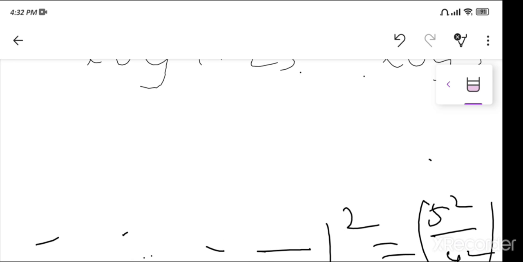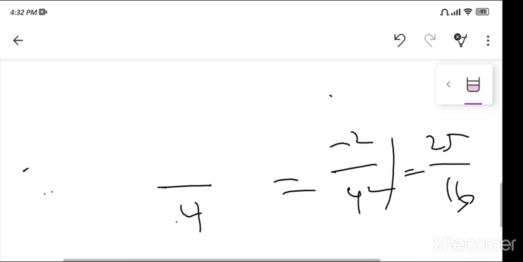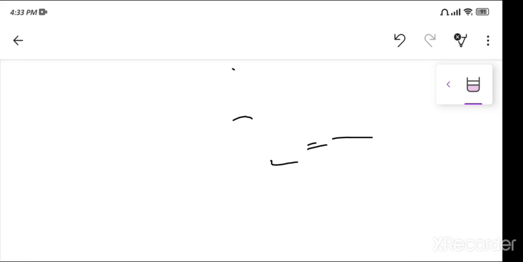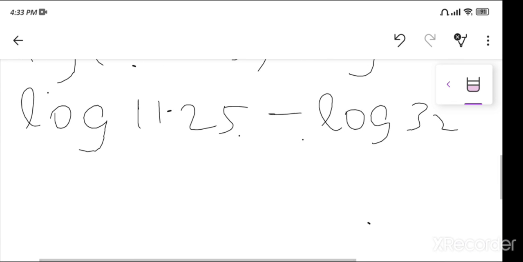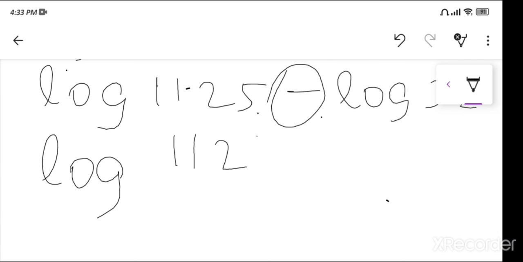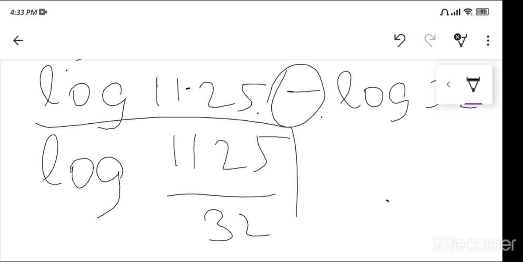Alright, let me rub off all this here. Let me rub off, just a second. Alright, nice. So as you can observe here, it's in the minus form. I don't want it to be in the minus form. So as to make it not minus, I'm going to do 1125 by 32, which removes the minus, and this is how you can get a single logarithm.